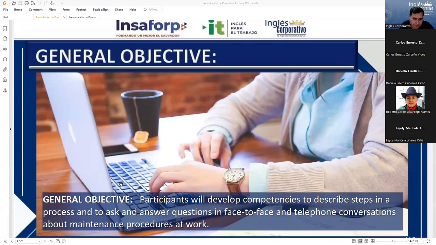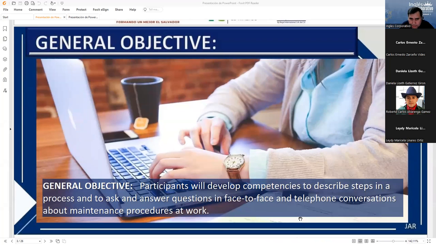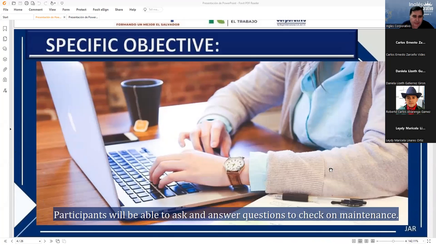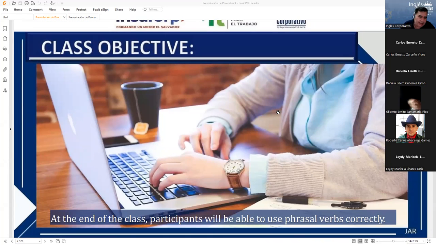General objective. This is the general objective. This is the specific objective. And this is the class objective. At the end of the class, participants will be able to use phrasal verbs correctly. Okay. Now we are 9 people. Okay. Excellent.